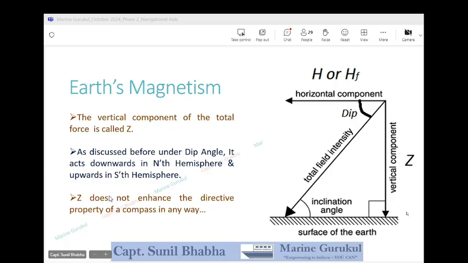Yeah, that's correct, beta. The H or HF is basically the horizontal component which provides the directive force to our compass. Our compass needle is also free to move in the horizontal plane. So the stronger this horizontal component is, the easier it will be for the compass to point towards north.